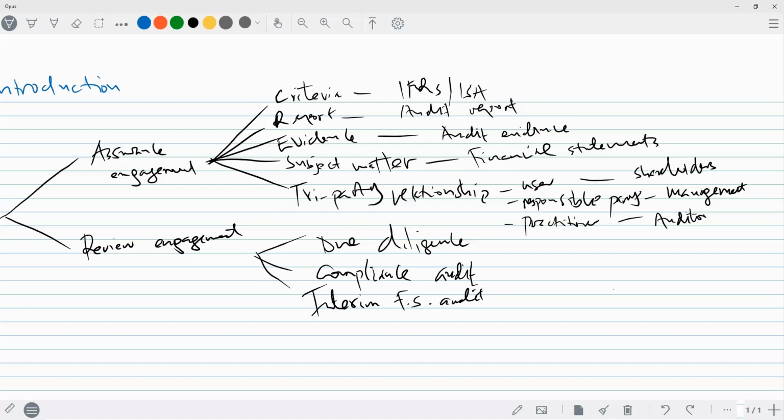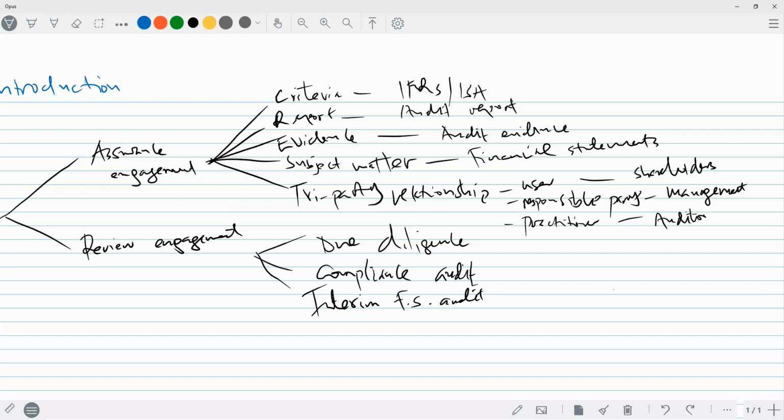You may have all those elements, the criteria, the report, the evidence, the subject matter. But at the end of the day, the interim report audit does not qualify per se to be an assurance engagement, because the procedures you carry out are going to be less than what you carry out in a full year financial statement audit, for example. Now, therefore, all the other engagements that do not have those 5 elements, we refer to as the review engagement.